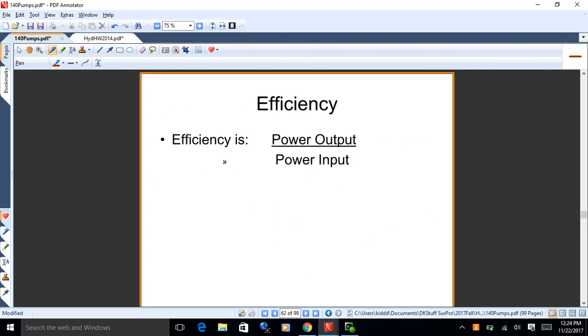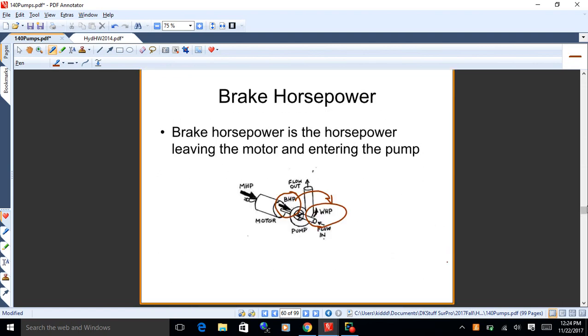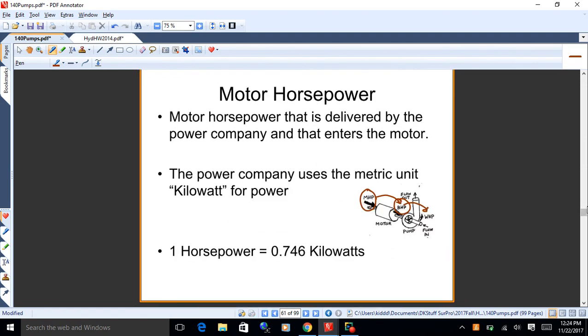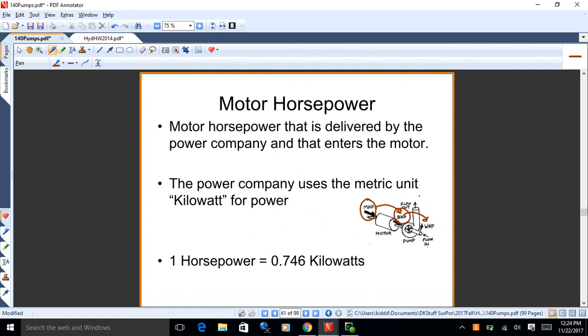The other thing is that horsepower is used for what comes out of the motor, the brake horsepower, and what goes to the water. Those are horsepowers. But if you look at your electric bill, what you got are kilowatts. That's what you pay for from the electric company. 1 horsepower is 0.746 kilowatts. So we have to do a little bit with units, and we also have to do some things with efficiency to work our way through this system here. Okay.